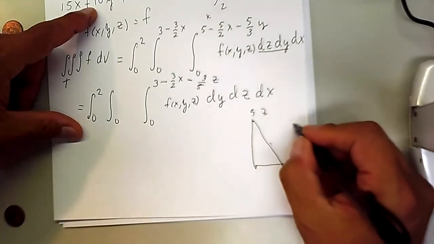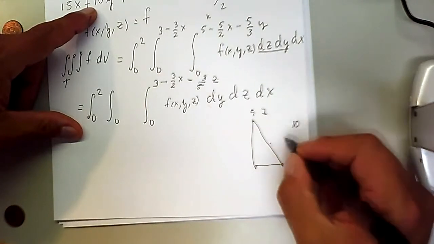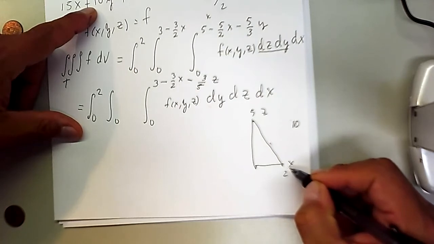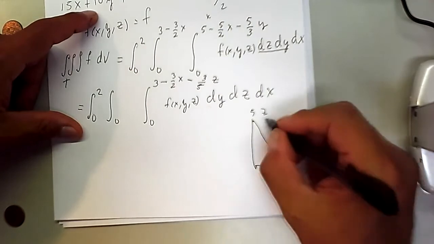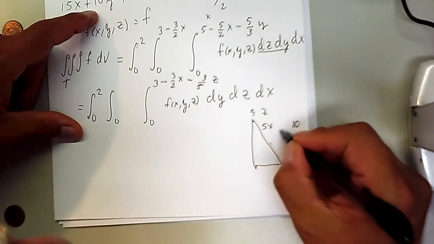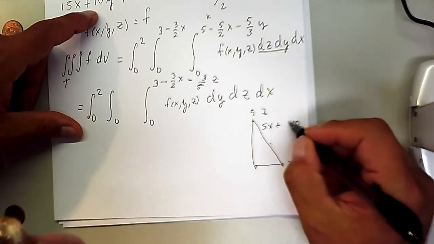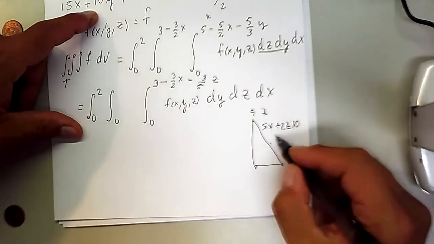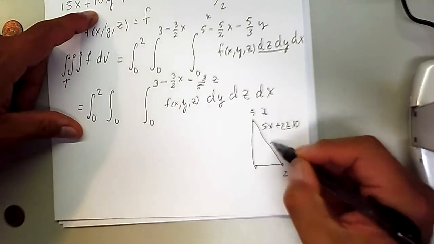So 2 times 5 is 10. We need a 10. And then we need a 2 when z is 0. So we need 5x to make the 2, plus we need a 2z. So 5x plus 2z equals 10 is the equation of this line.